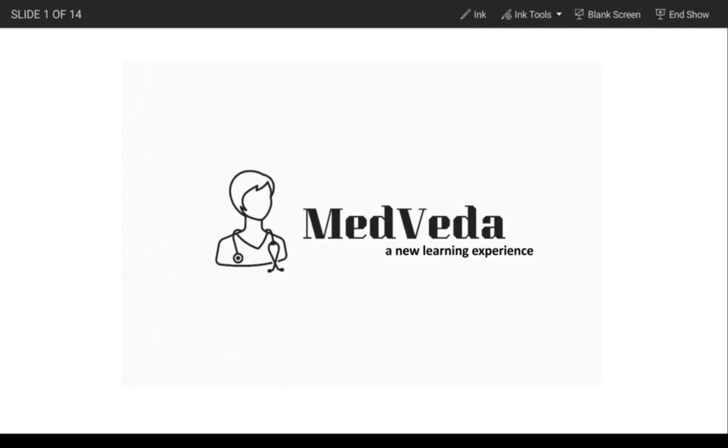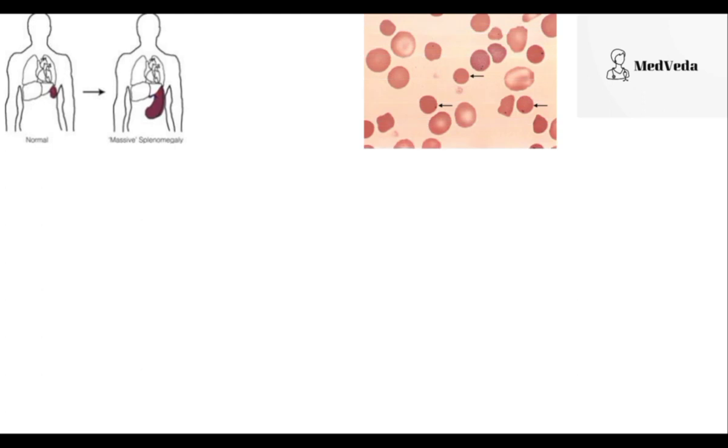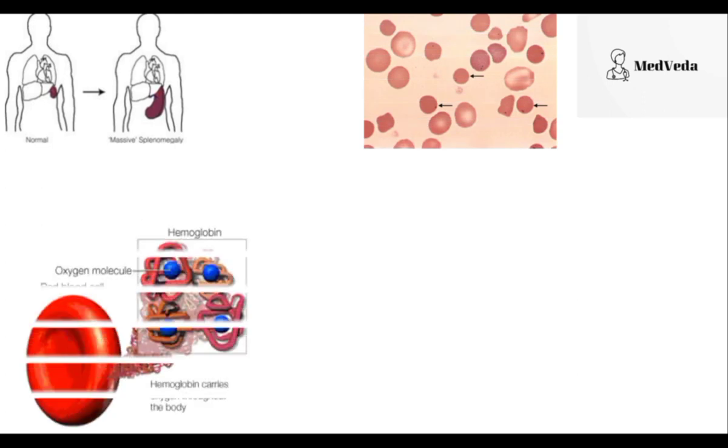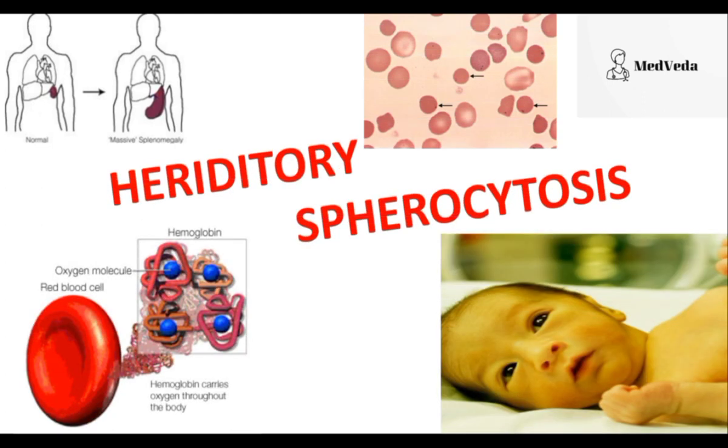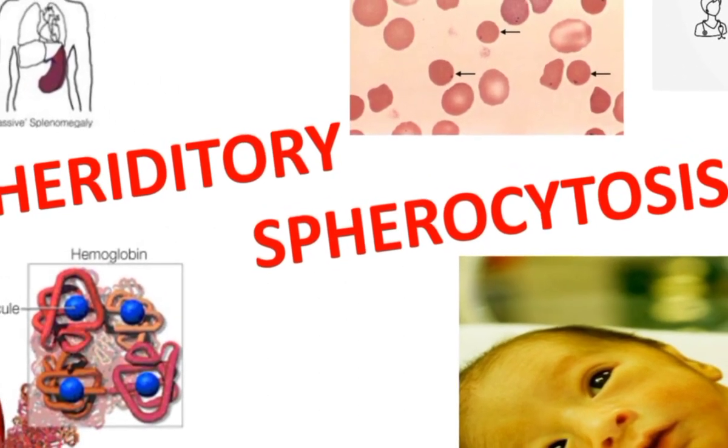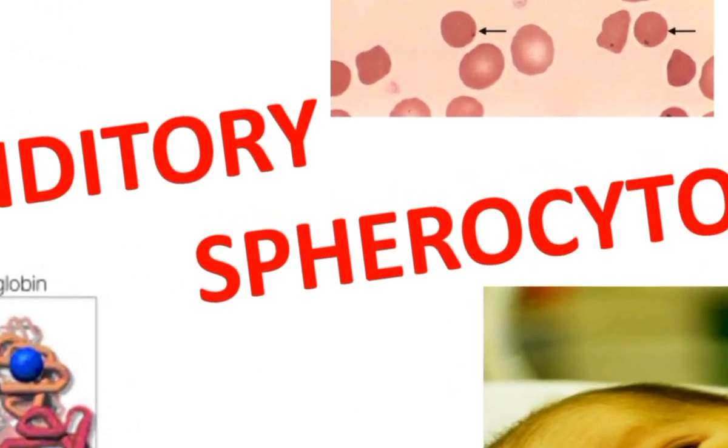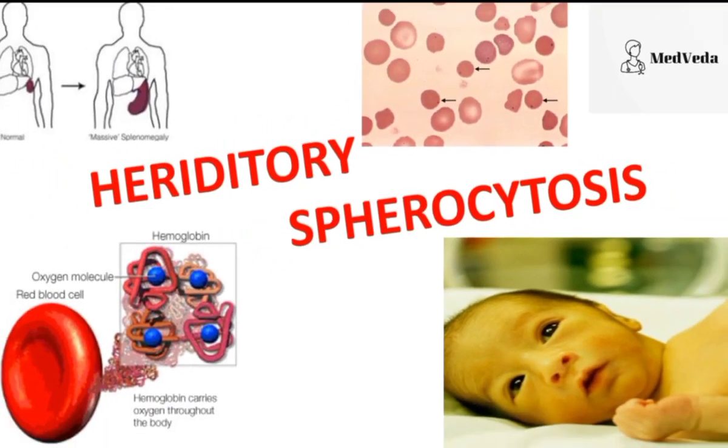Today we are diving into a fascinating topic in hematology, that is hereditary spherocytosis. If you are a medical student or just someone curious about genetic blood disorders, you are in the right place. Let's get started. But first, let's quickly explore hemolytic anemia. It is the destruction in which the red blood cell lifespan has decreased.